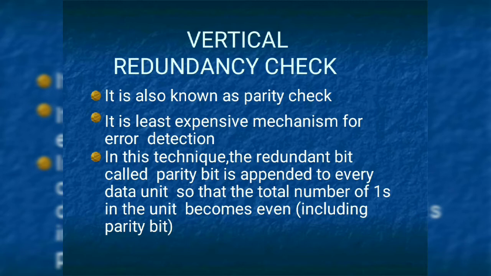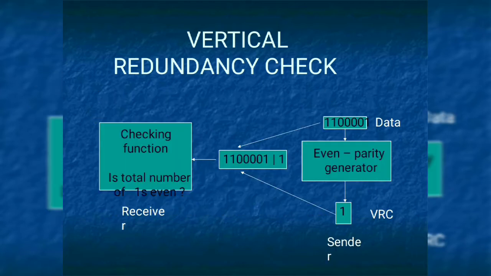Okay, that includes the parity bit. Now see the concept of VRC. Suppose the data unit is 11000001, and this is the data you are going to transmit. Depending on the number of ones, suppose the number of ones is odd, you are going to add a redundant bit as a 1.